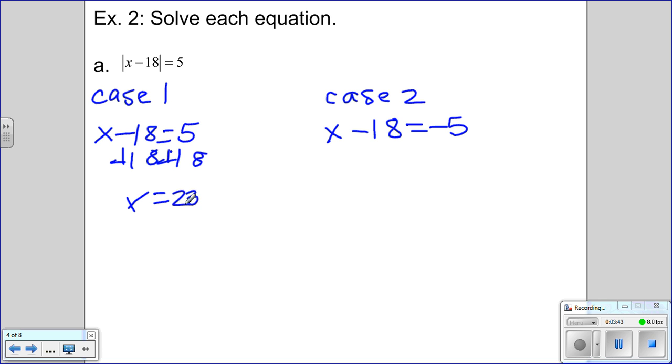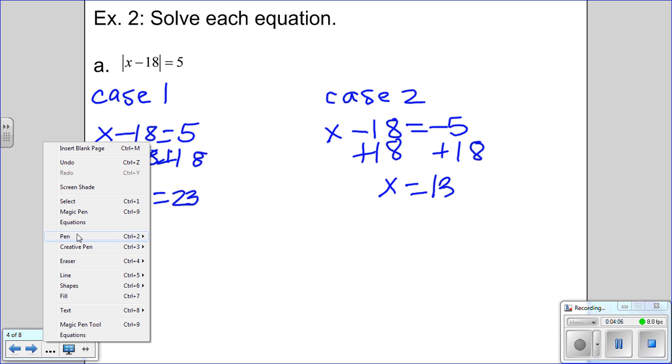Okay, over in case 2, we said that x minus 18 could equal negative 5. So I'm going to add 18 to negative 5. And x is equal to positive 13. Okay, so our solutions in this case are both positive. Let's check them to see if they work.